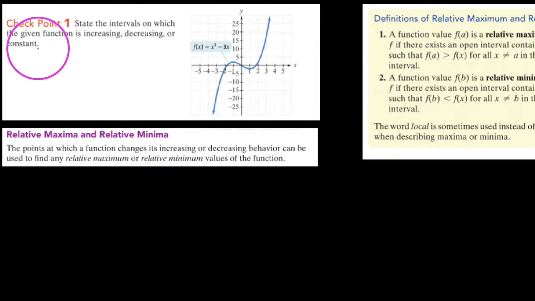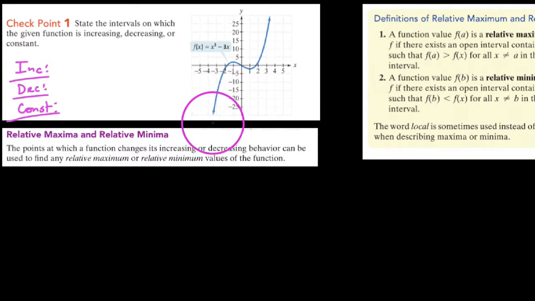So really quickly, what I want to do here is state the intervals on which this function, x cubed minus 3x, is increasing, decreasing, or constant. This is actually really easy to do. It's just that lots of mistakes tend to be made in terms of reporting these intervals. So I'm going to write increasing, decreasing, and constant. We'll deal with this rather quickly.